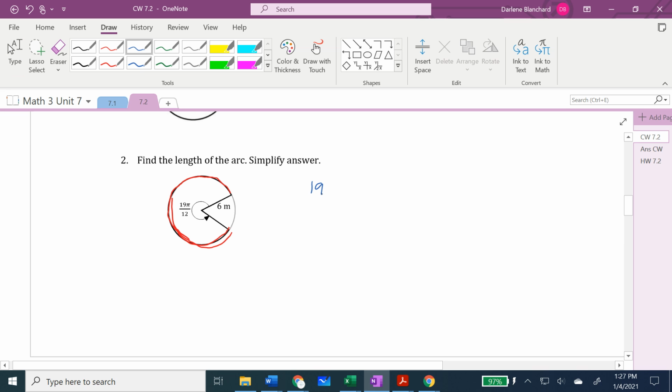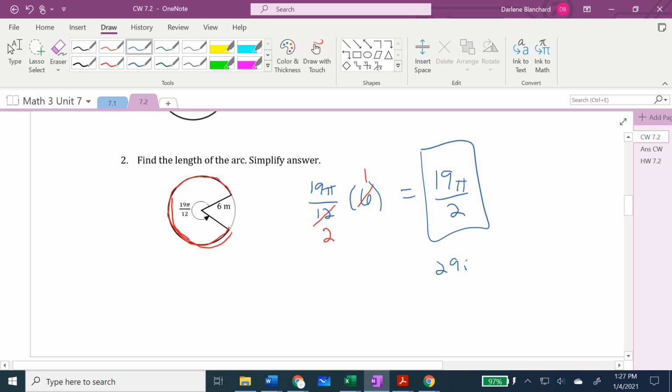You're multiplying 19 pi over 12 and the number 6. So we end up getting 19 pi divided by 2. As a decimal number, that's going to come out as 29.845. You can leave the answer this way, though. And that's arc length.